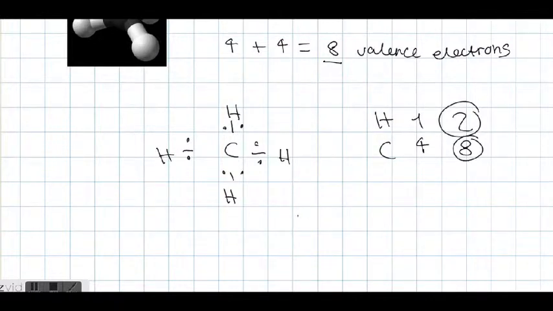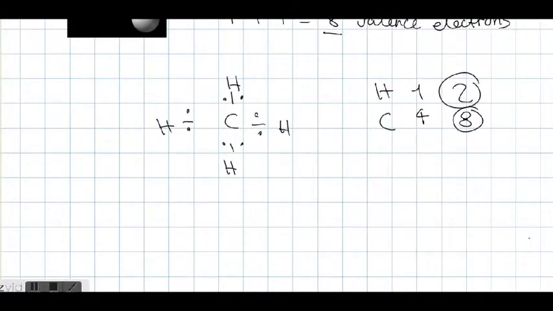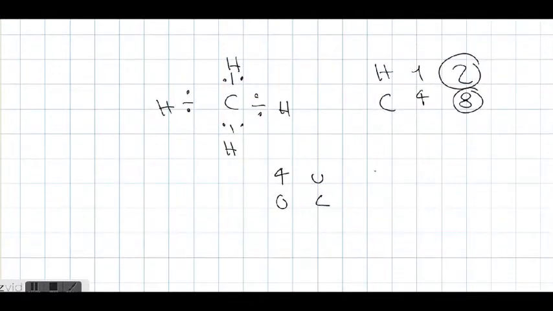Now, the next step we could do is see what shape it is. So first of all, we look how many bonds there are. We see that there are 1, 2, 3, 4 bonds. But there are no lone pairs, because lone pairs are leftover electrons which have nowhere to go, which are then put around the central atom. So now we know it has 4 bonds and 0 lone pairs. And this equals the shape tetrahedral.